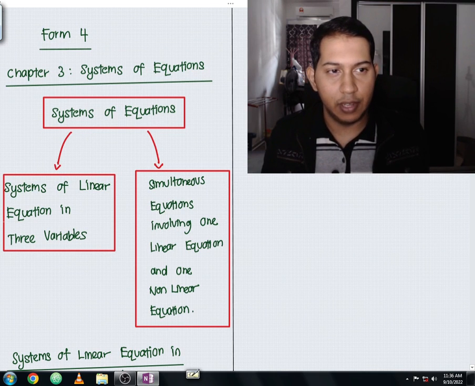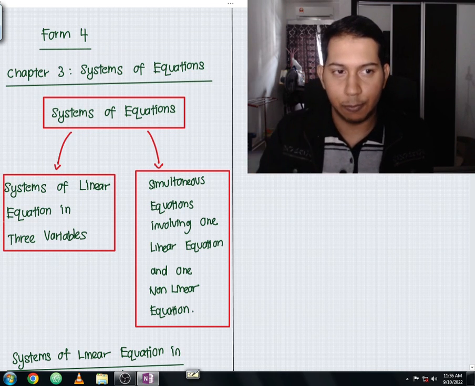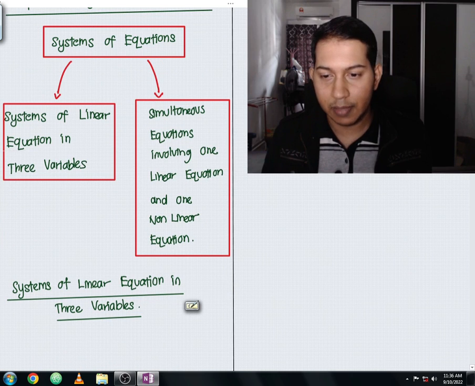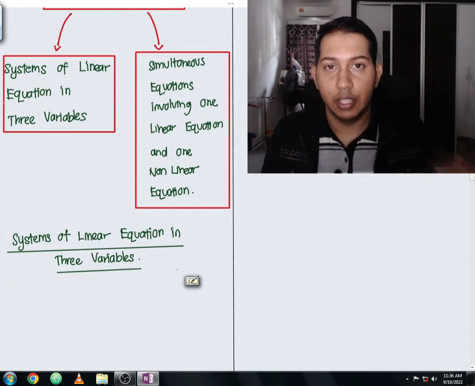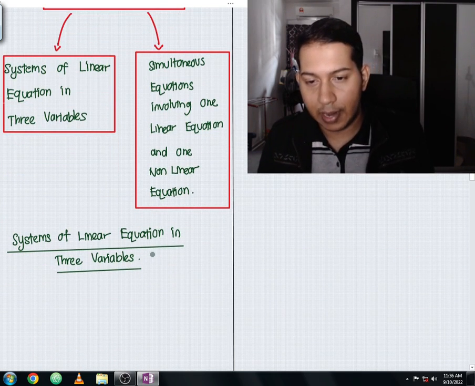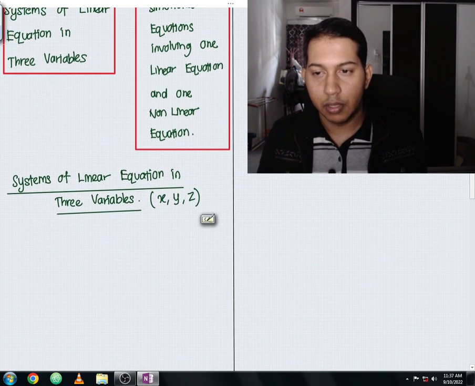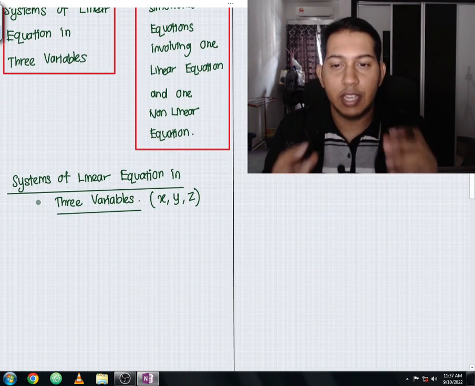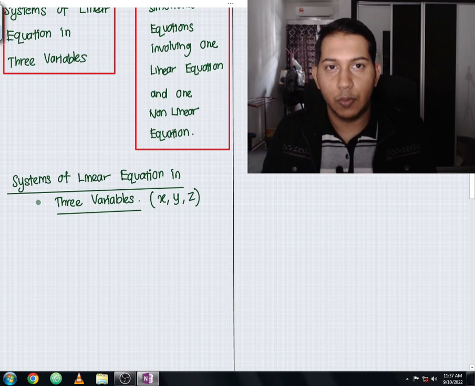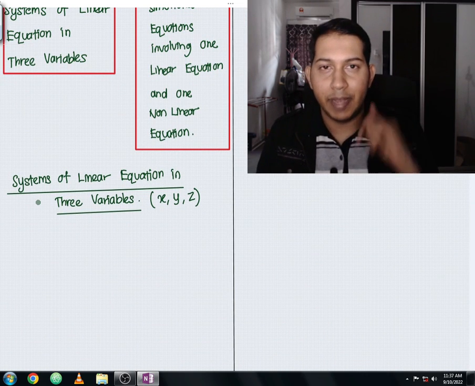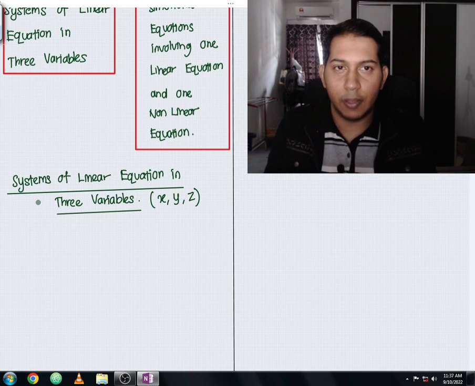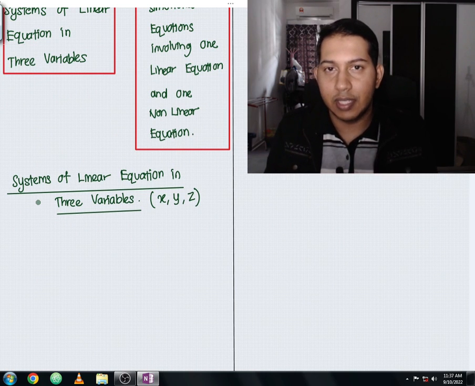So without further ado, let us discuss the first subtopic, which is the systems of linear equations in 3 variables, x, y and z. To solve these, we can use 2 methods. Method number 1 is the substitution method, and method number 2 is the elimination method.